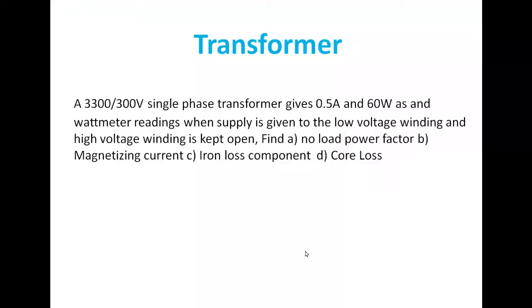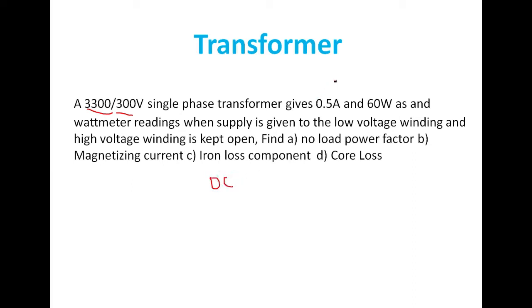Let's move on to the topic. We will see a problem in transformer. Here, a 3300/300 volt single phase transformer gives 0.5 amps and 60 watt as ammeter and wattmeter readings, when supply is given to the low voltage winding and the high voltage winding is kept open. What does it mean? It is an OC test, correct? The test is now an OC test.